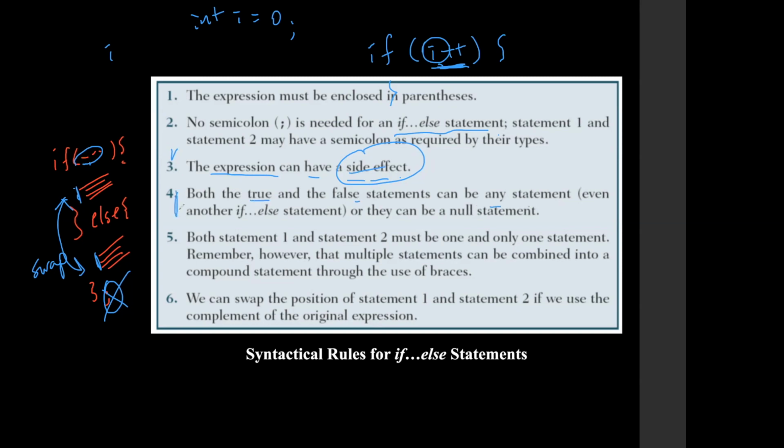Both the true and false statements could be any statement. Like I said, they can also be a null statement. A null statement is interesting. You don't really see a lot of this in C++, but it's simply a statement that has just a semicolon. In fact, you can type this in your console applications. If you introduce a line of code that has no expression and nothing other than just a semicolon, this will actually evaluate.